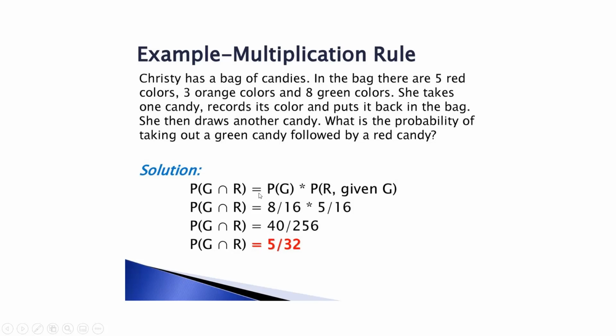So we will have the probability of green times the probability of red given green. That would be 8 out of 16 for the green, and the probability of red given green is 5 by 16. So this is a simple product and we get 5 by 32.